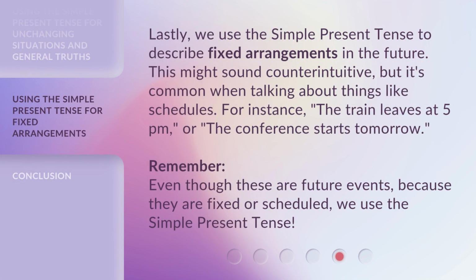Lastly, we use the simple present tense to describe fixed arrangements in the future. This might sound counterintuitive, but it's common when talking about things like schedules. For instance, the train leaves at 5 p.m., or, the conference starts tomorrow. Remember, even though these are future events, because they are fixed or scheduled, we use the simple present tense.